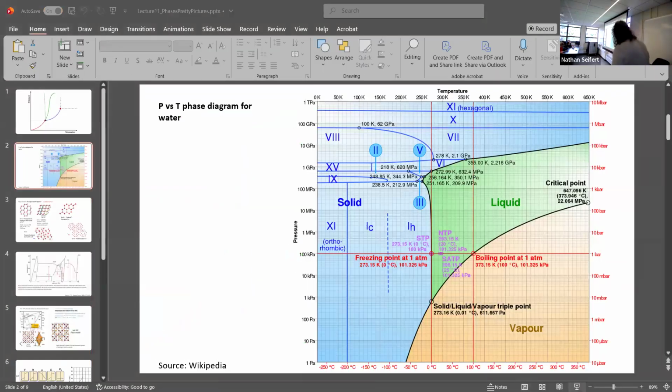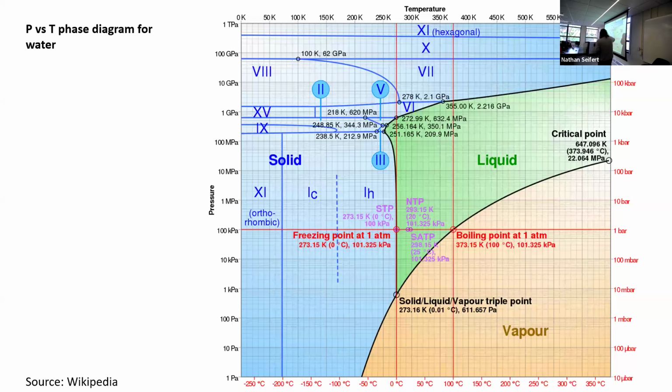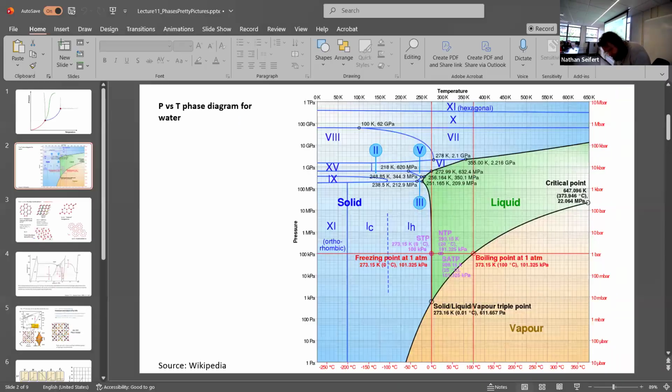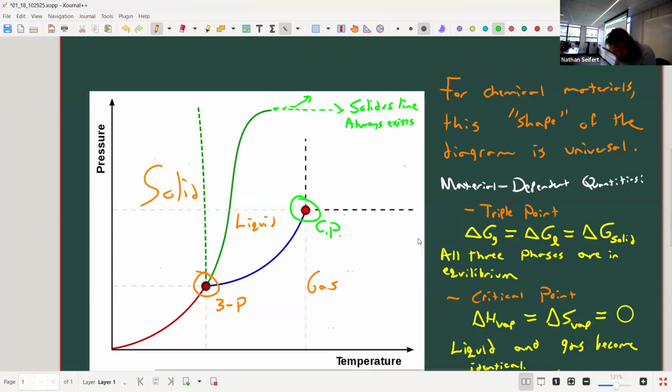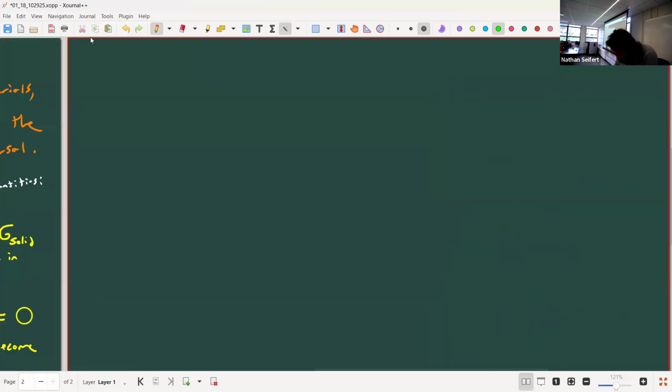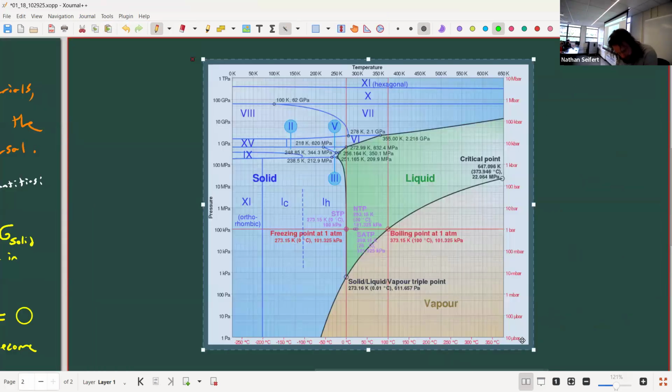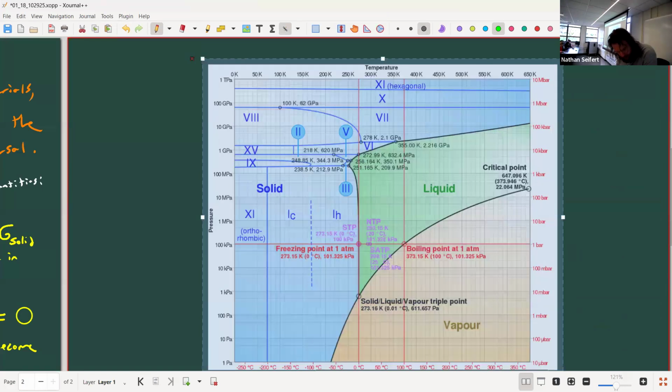So here's a picture of the phase diagram for water. Let me orient you a little bit. Let me copy this over so I can draw on it for you. That's probably a good idea. Okay, sorry about that.